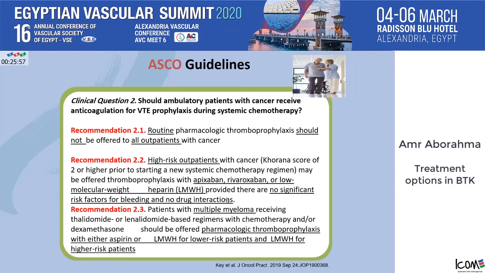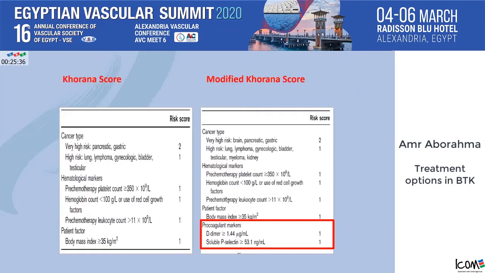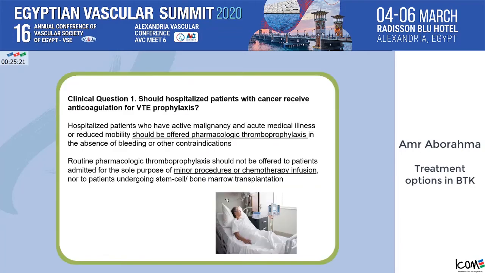And which drug to use for prophylaxis? The guidelines said we can use either NOACs, and they named apixaban and rivaroxaban, or low molecular weight heparin. Also, if the patient has multiple myeloma, he should receive thromboprophylaxis if he is taking a treatment like thalidomide or lenalidomide. This is the Khorana score, and if we look at the first line, if the patient has pancreatic cancer or gastric cancer, he gets a score of 2, and this gives him a high risk degree to receive thromboprophylaxis.